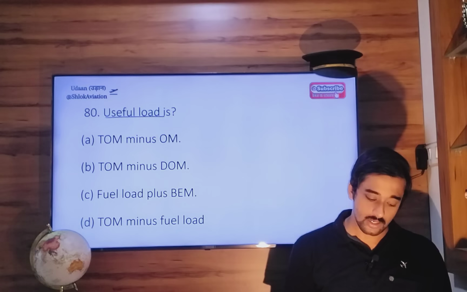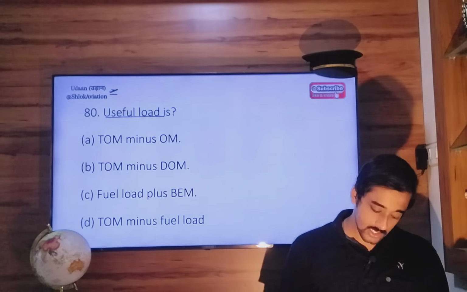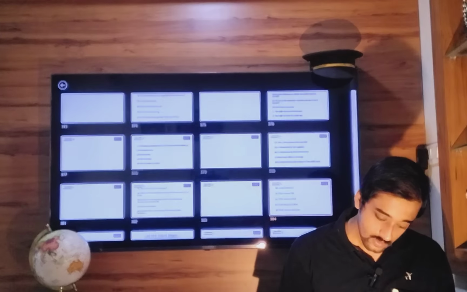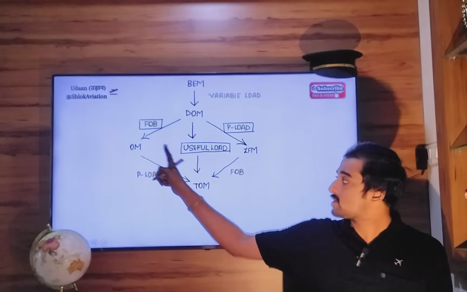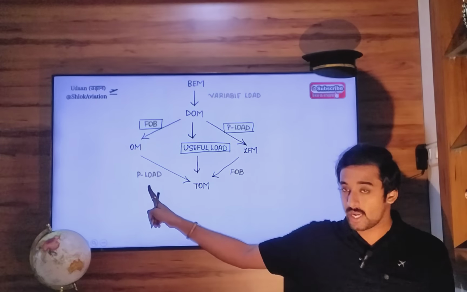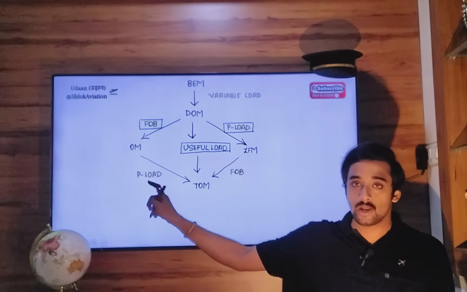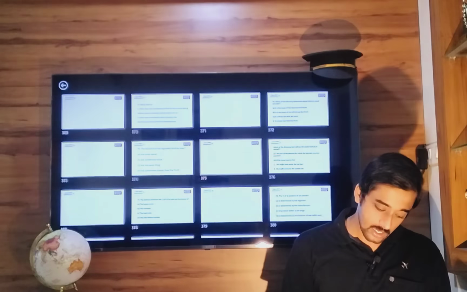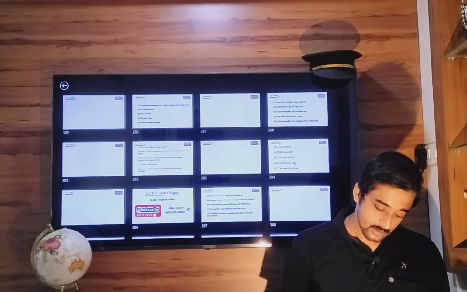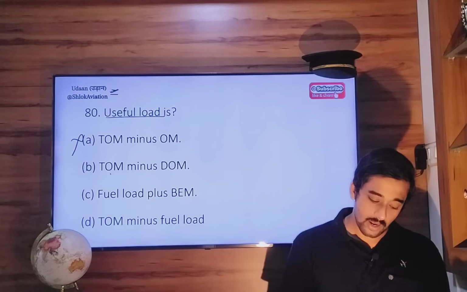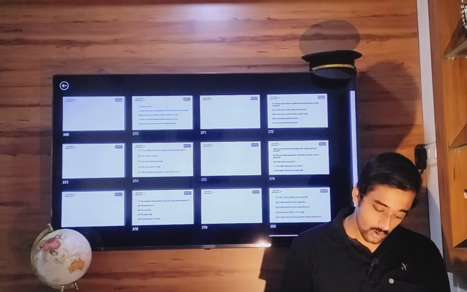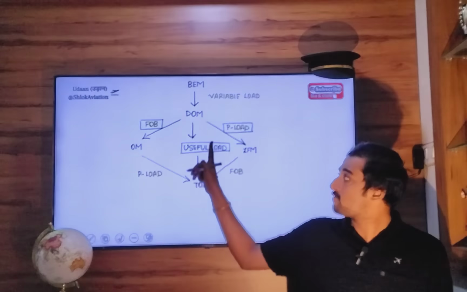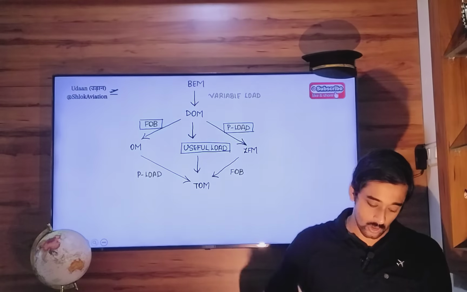Useful load is what? Takeoff mass minus operating mass. So what is takeoff mass minus operating mass? It is payload. Correct? It's not useful load, it is payload. So option Alpha will be the wrong one. Takeoff mass minus DOM, yes. Takeoff mass minus dry operating mass, yes. So takeoff mass minus dry operating mass is useful load.